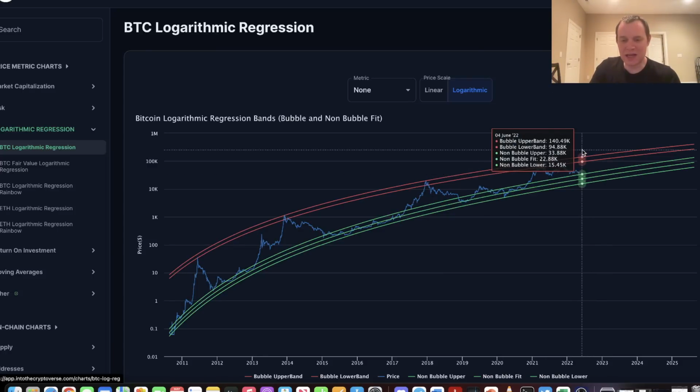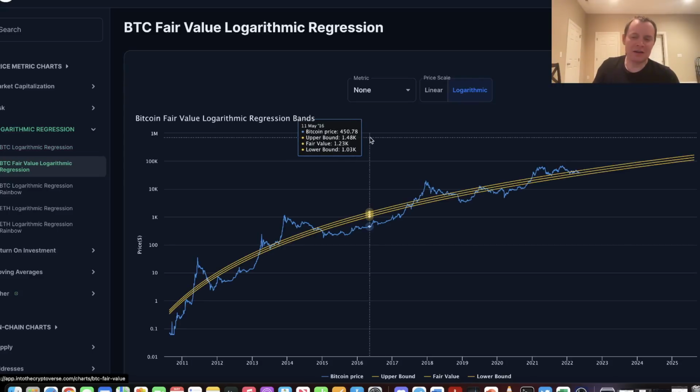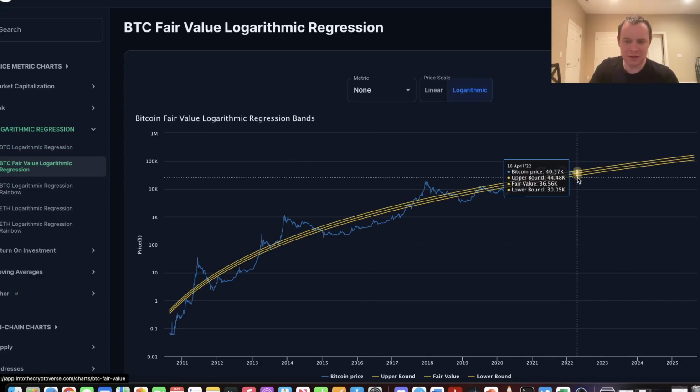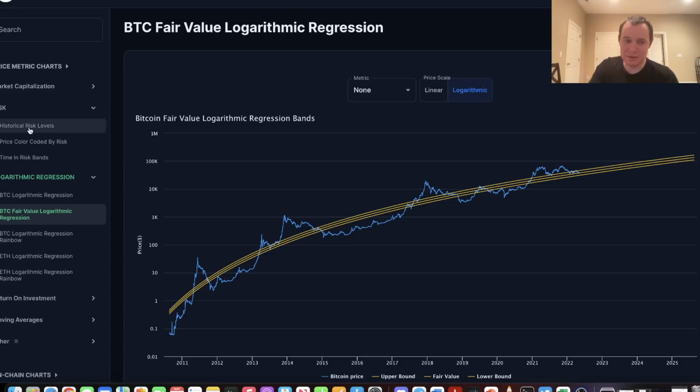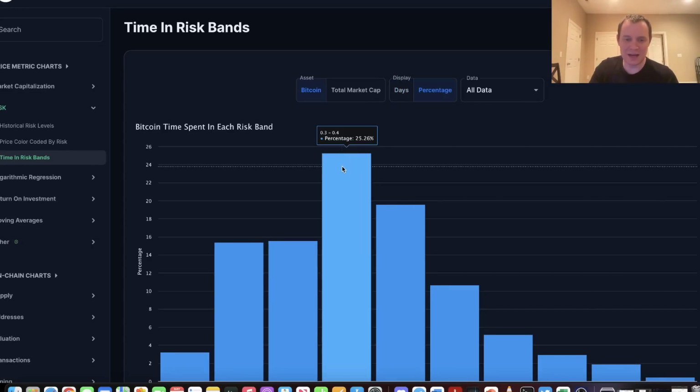But I will remind people that we are still sitting at fair value. We're still sitting in the most boring risk band. By the way, I've said this before, it's the risk band in which we spend the most amount of time. In the 0.3 to 0.4 risk band, we spend the most amount of time, despite the fact that it only makes up 10% of it. We spend a little bit more than 25% of our time in this risk band.